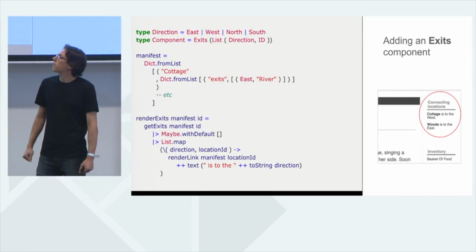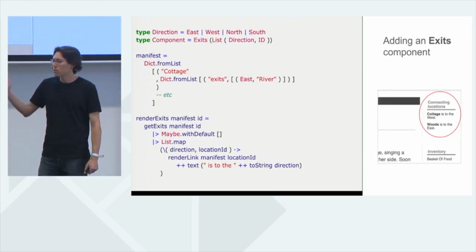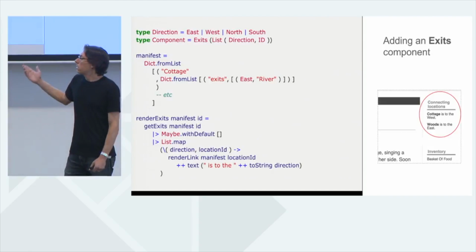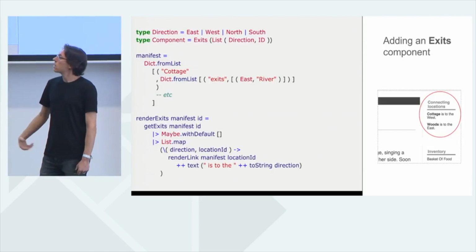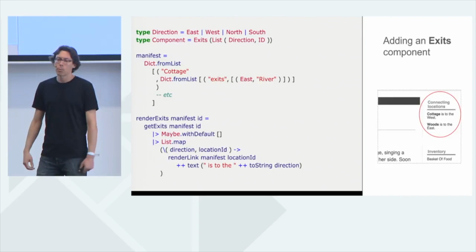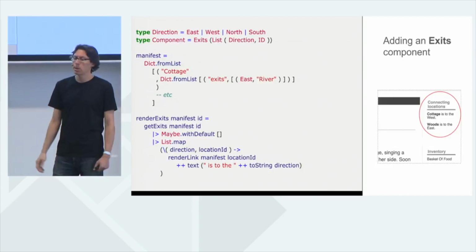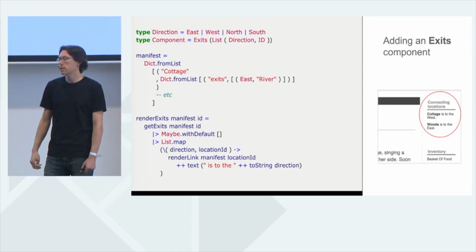And so I have a simple component that has this concept of a location and the different directions that would connect it to other locations. And there's not much code that just pulls that information out and renders it in a way that would make sense. This is just a simple list, but you could imagine that you could render it as a compass or even a map.